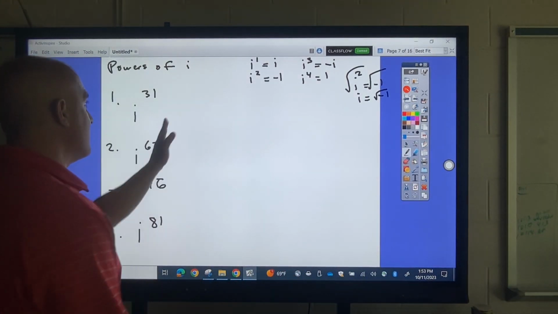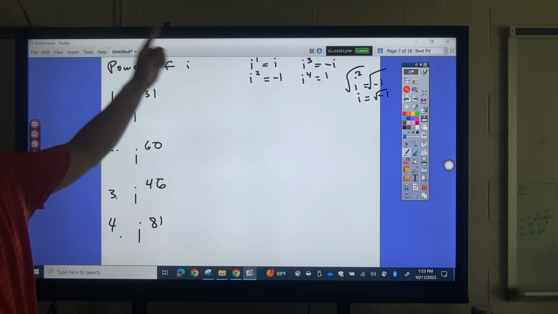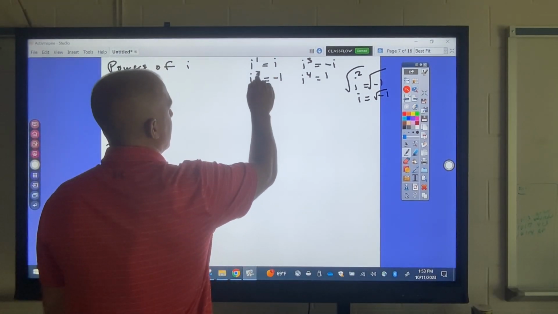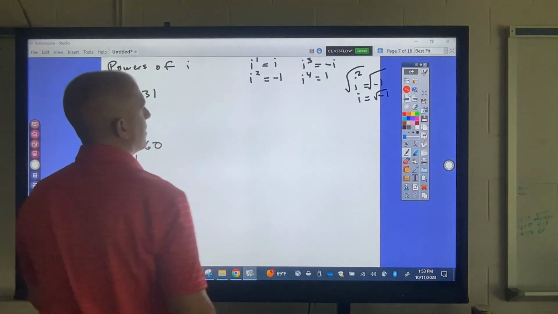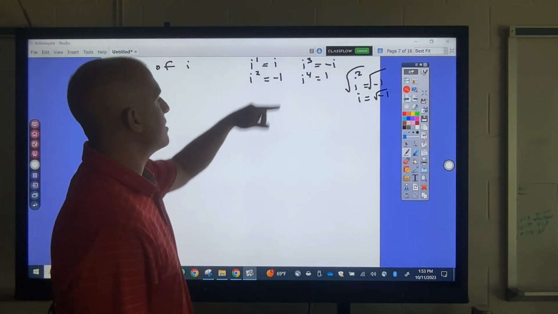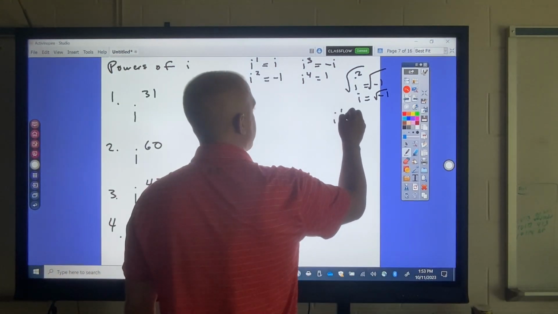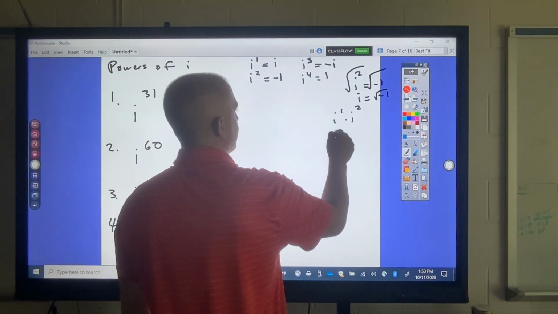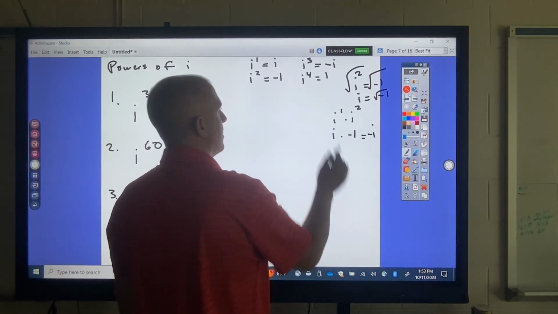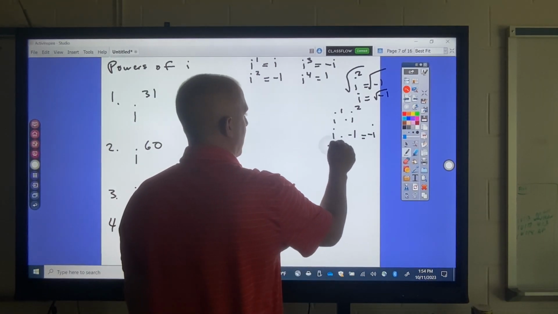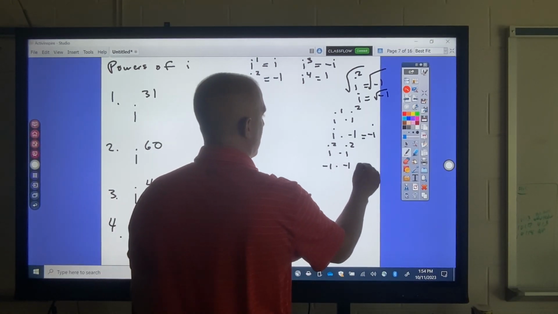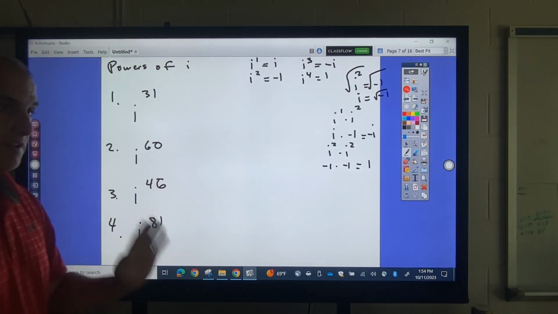Now, here is the idea. The i's work in cycles. So if I assume i to the first is i, then i squared is -1. i to the third would just be i to the first times i squared. Well, what's i to the first? i. What's i squared? Negative 1. That's why it's negative i. Okay? All right, well, what's i to the fourth? That's i squared times i squared. Well, we know that that's negative 1 times negative 1, which would just be 1. So that's where that stuff comes from.